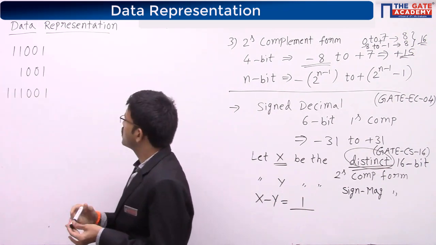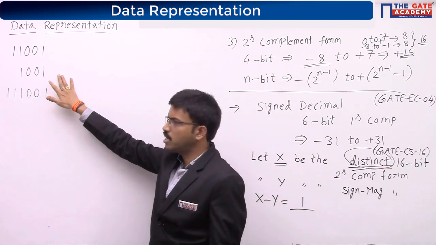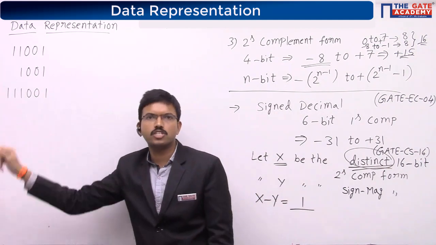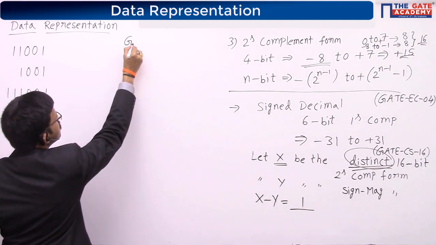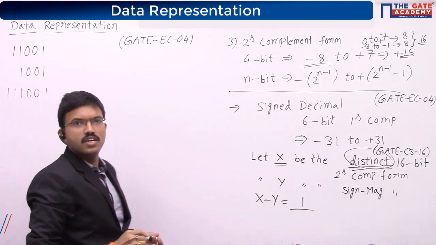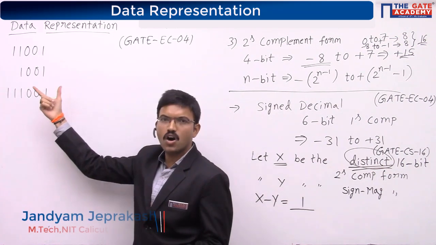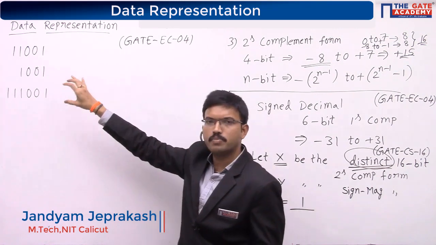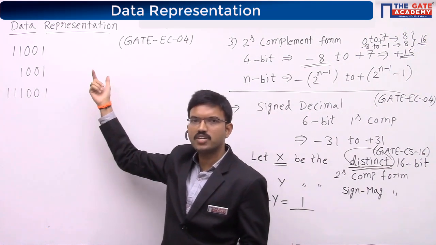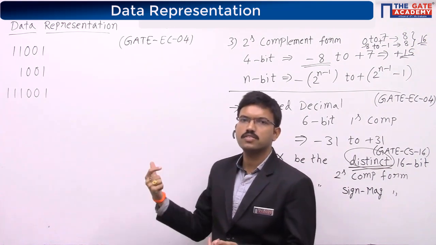Next question. 11101, 1001 and 11101 correspond to the 2's complement representation of which number? That means here he has given 3 numbers. All these are represented in 2's complement form. All these 3 numbers represent the same value, right? What is that equivalent number he is asking?